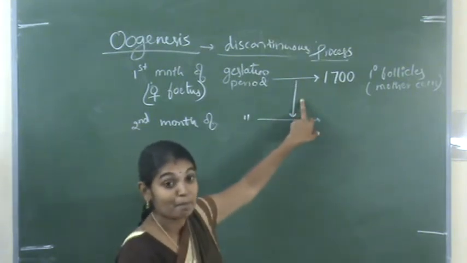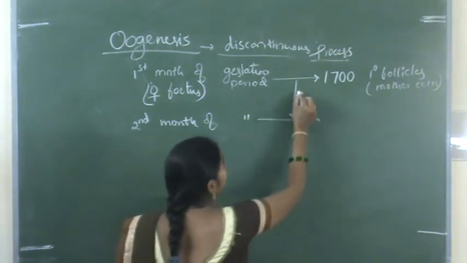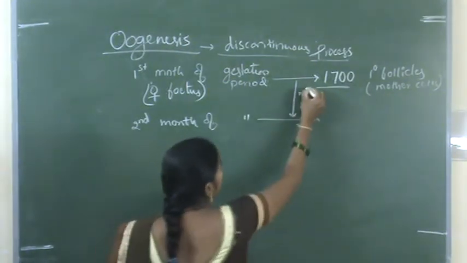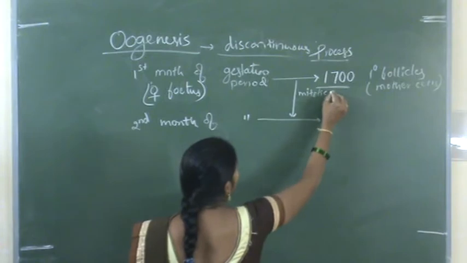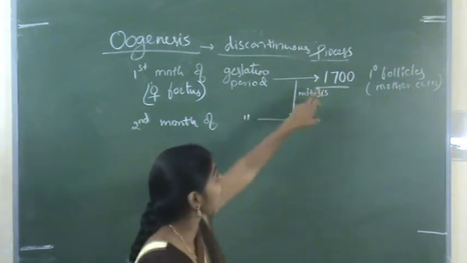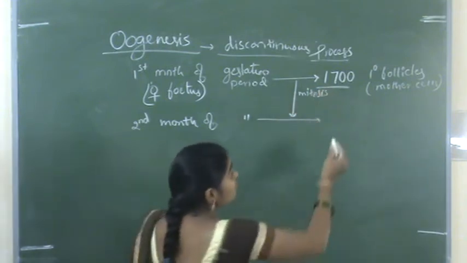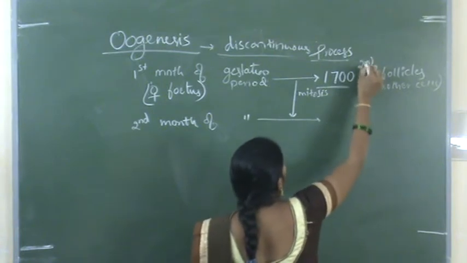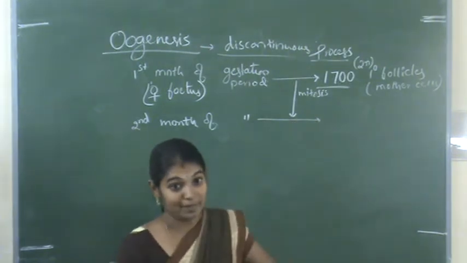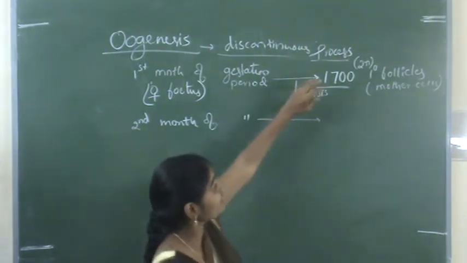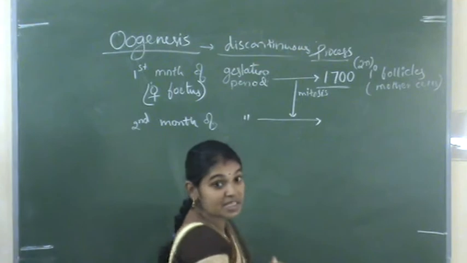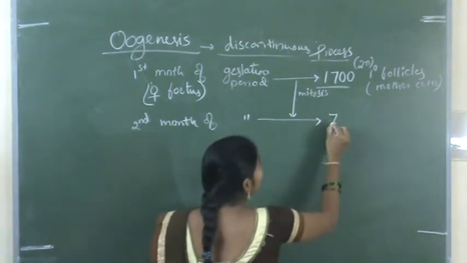Multiplication takes place here. Mitotic division takes place here, mitotic division of these mother cells. So by this mitotic cell division, or mitosis, these cells multiply, and these mother cells are diploid. The number of these cells increases due to the mitotic cell division. Then it reaches up to 7 lakhs.